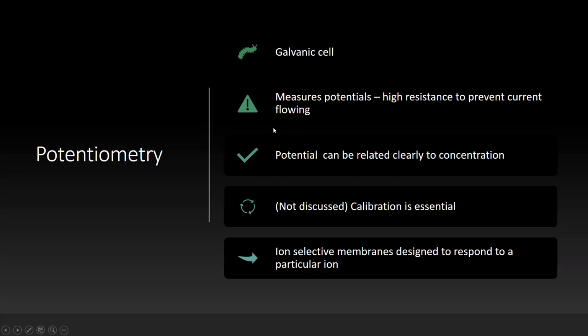The ion selective membranes alter the potential from two internal reference electrodes, and that allows calculation of an unknown concentration of an ion. We calibrate to correct for changes in voltage between the two reference electrodes, and ion selective membranes can be designed to respond to a particular ion, which allows them to be used for more purposes.